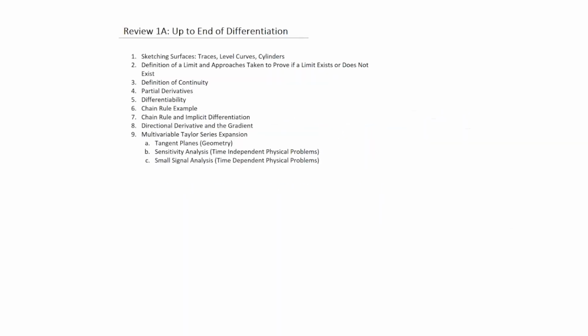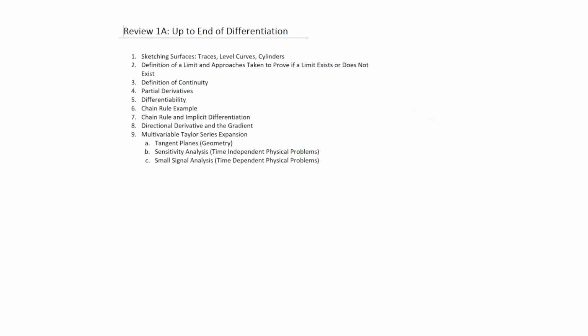All right, so welcome to the review lectures for the Calculus 3 course. There are 4 review lectures. The first 2, Review 1A and 1B, basically will take everything up to the end of integration. And reviews 2A and 2B will deal with reading assignments 4 and reading assignments 5.